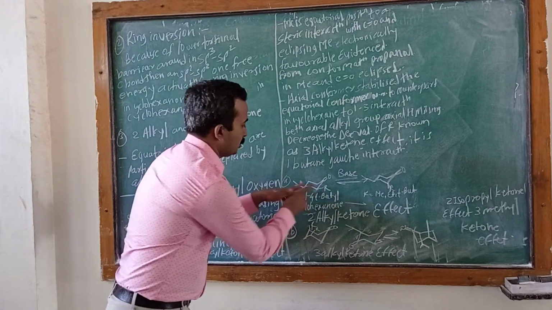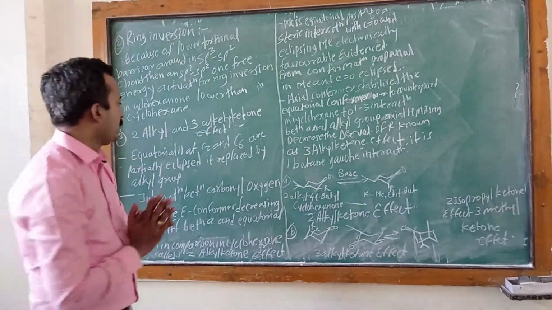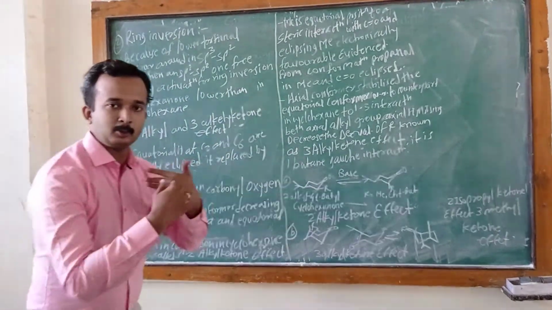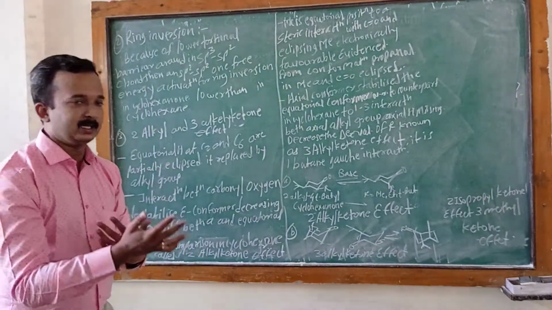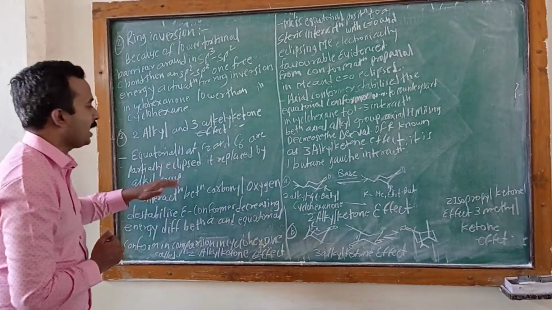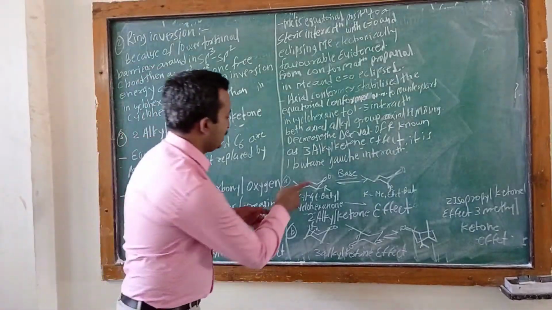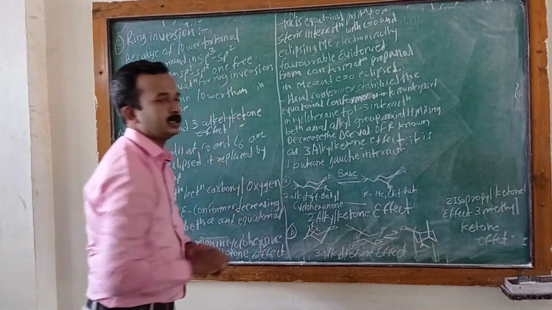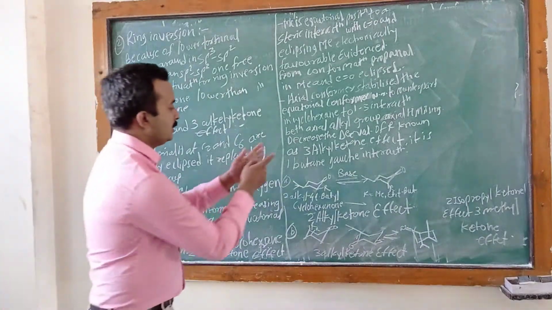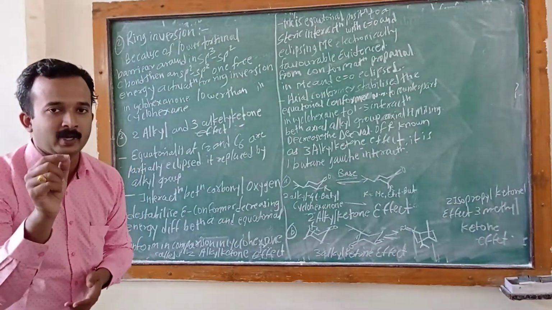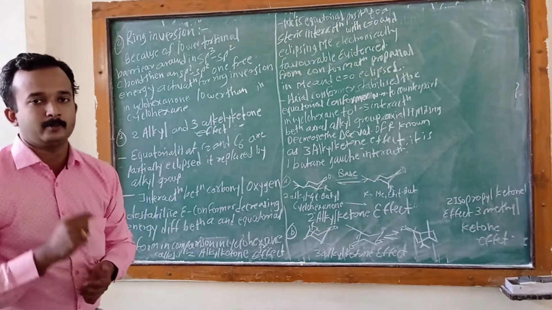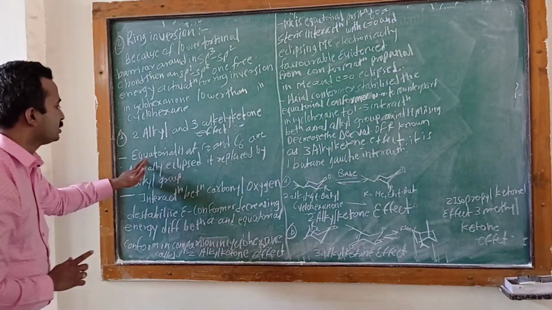These two equatorial hydrogens are partially eclipsed, and they are replaced by an alkyl group, that is R alkyl and the tertiary butyl alkyl group. These two alkyl groups replace the equatorial hydrogens. Okay, this is the first point.